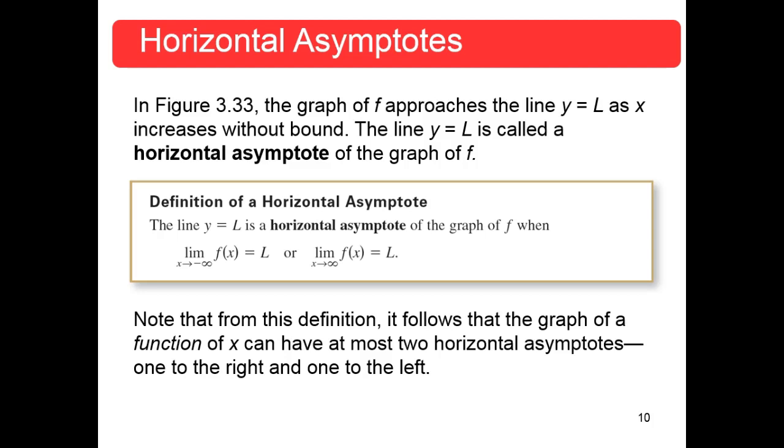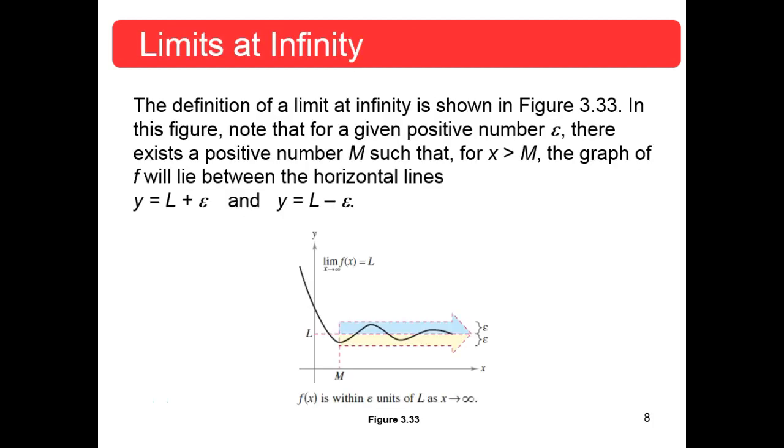And that's a horizontal asymptote of the graph of f when the limit as x approaches negative infinity of f of x equals L, or the limit as x approaches positive infinity of f of x equals L. Note that from this definition, it follows that the graph of a function of x can have at most two horizontal asymptotes, one to the right and one to the left. Most of the time they don't. It'll be the same one if it has one. Now let me go back to this.